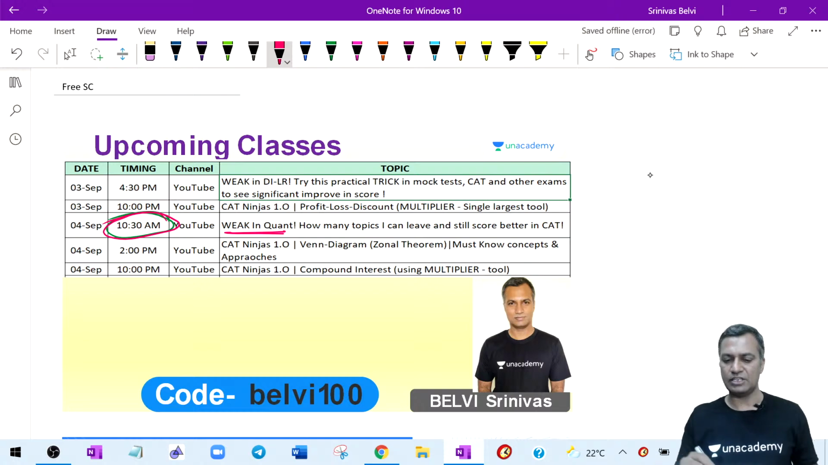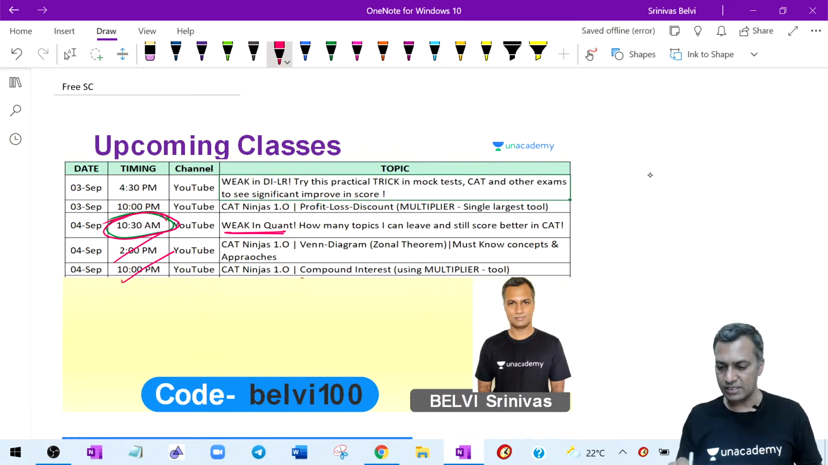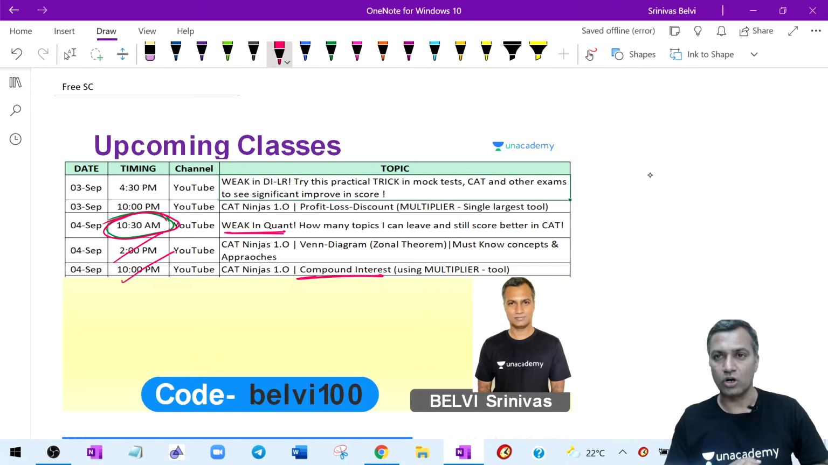And as usual, I will see you guys at 2 and 10 with our DI as well as our quant learning. So let's continue. Tomorrow we'll do compound interest. We'll see the multiplier application in the compound interest. That's what we'll do tomorrow. I hope all these sessions are helping you.